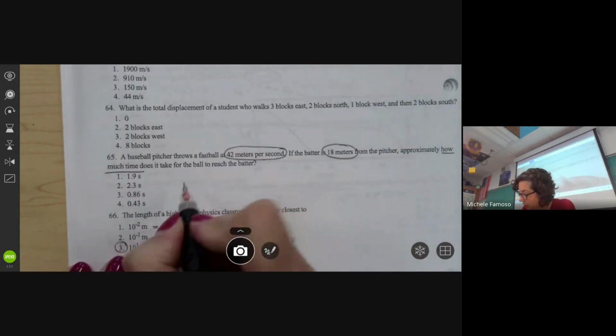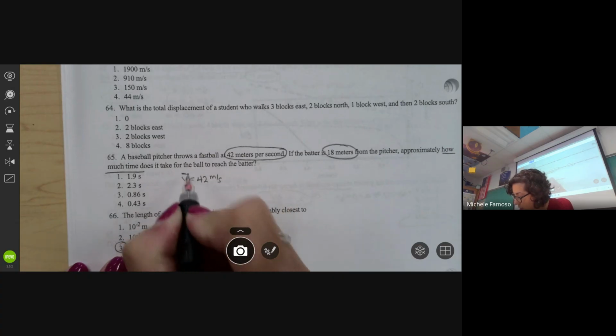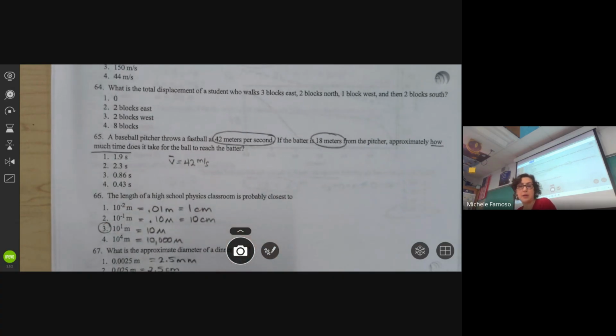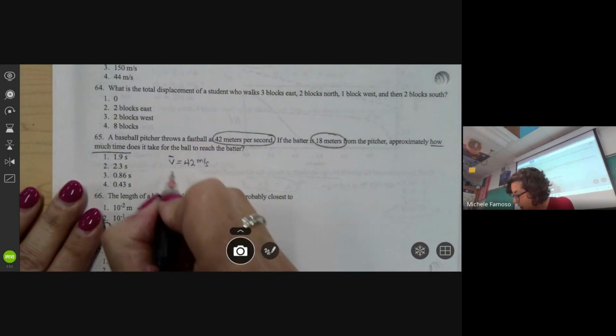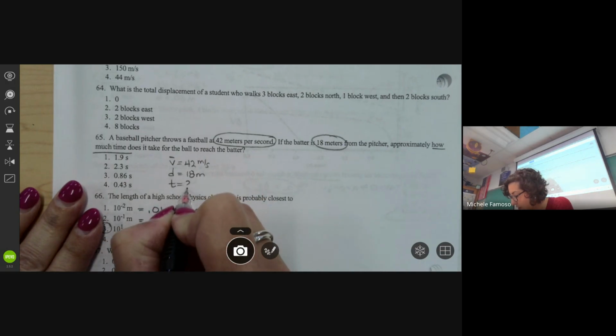Okay, so we know that the V is 42 meters per second. I'm assuming that's going at a constant speed, so that would be the same thing as the V bar. The D is 18 meters. I'm looking for the time.